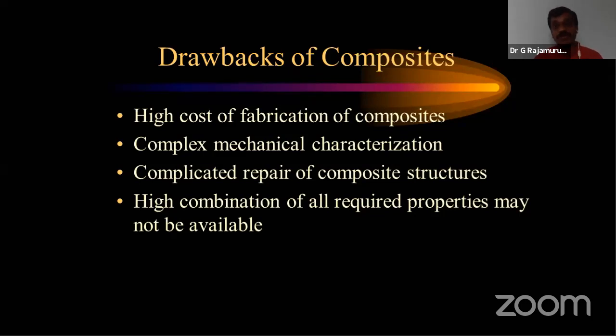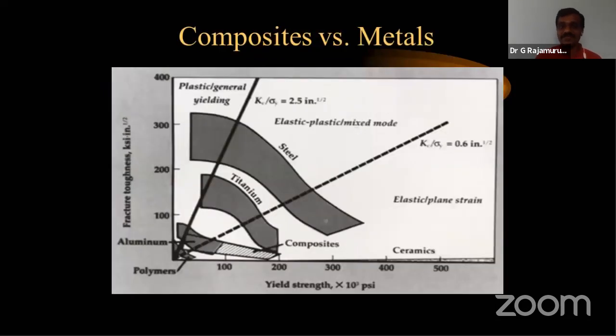Whatever fabrication technique you have adopted, even then it is not at all possible to put together all the mechanical, corrosion, or tribological properties in a single component. It's very difficult, right? And how can I compare the property of a composite versus an engineering metal? You can see here.